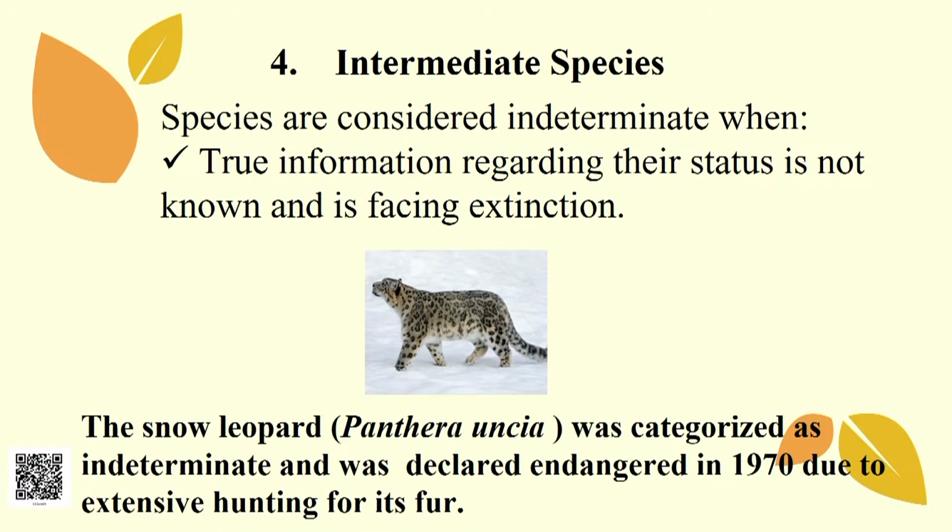The next category is intermediate species. Species are considered intermediate when true information regarding their status is not known and they may be facing extinction. The snow leopard was categorized as intermediate and was declared endangered in 1970 due to extensive hunting for its fur. Over the past 2000 years, more than 600 species of animals have become extinct, and about 3000 species of plants need to be conserved.